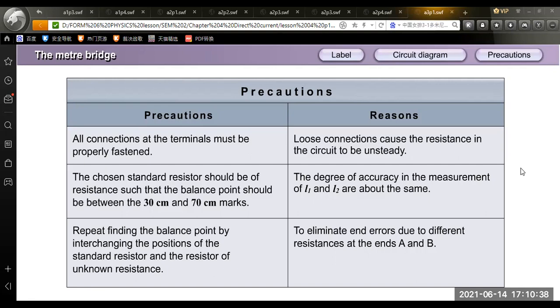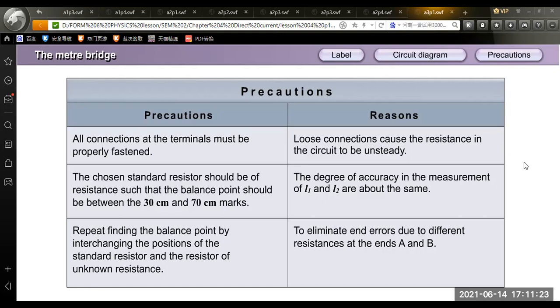Next, the second precaution. The chosen standard resistor should have a resistance such that the balance point is between 30 and 70 marks. This means that we try to have almost equal sides. 30 to 70 is the best region. Why? The degree of accuracy in the measurement of L1 and L2 is about the same.